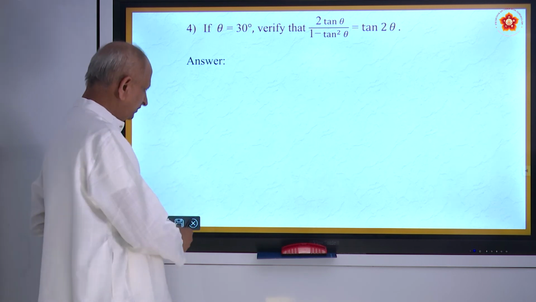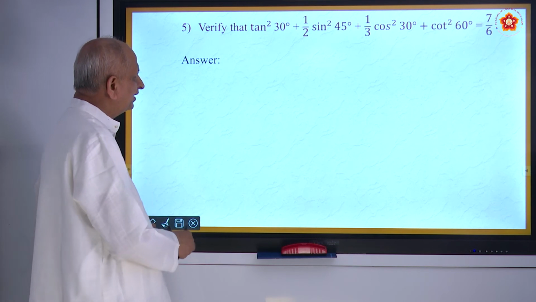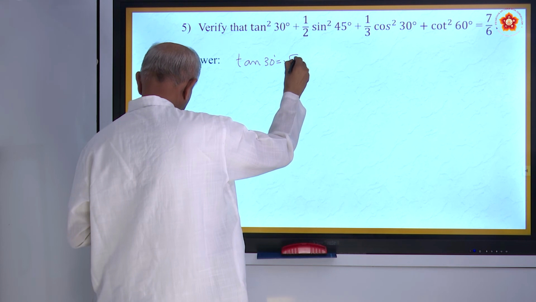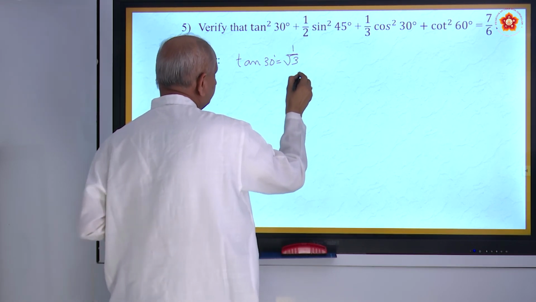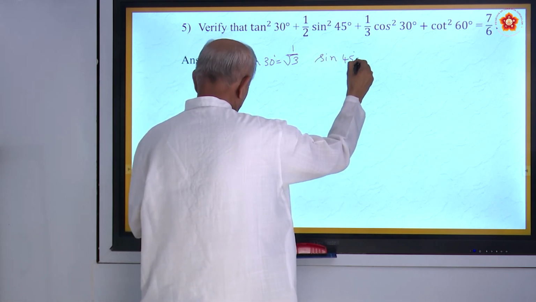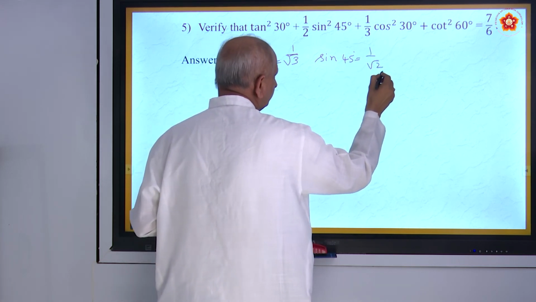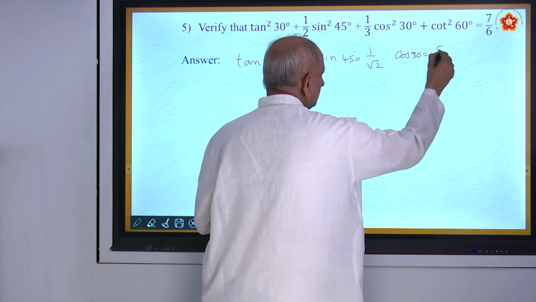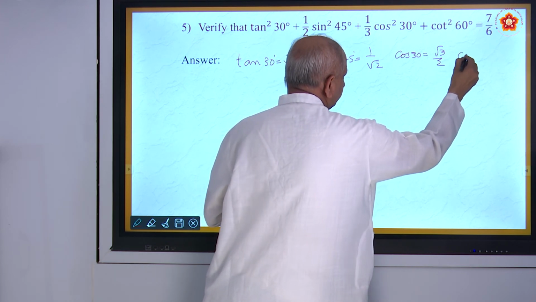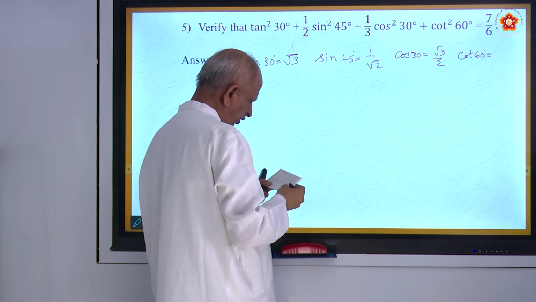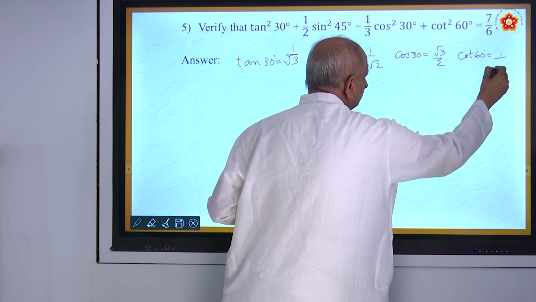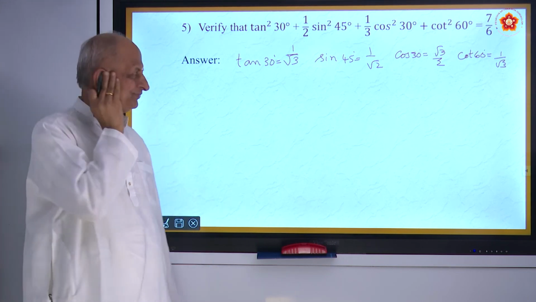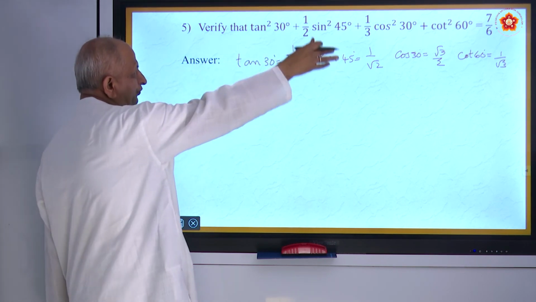So we will pass on to the next problem, and that is tan square 30 plus half sin square 45 plus 1 by 3 cos square 30 plus cot square 60. So tan 30 is 1 by root 3, sin 45 is 1 by root 2, cos 30 is equal to root 3 by 2. Lastly, cot 60 is equal to 1 by root 3. First, by referring to the table, of course, in due course it comes by heart. Until you get it by heart, you have to refer to the table and get the values for all that is given.